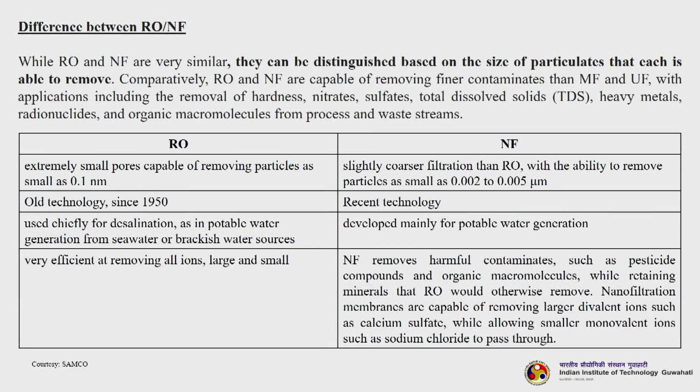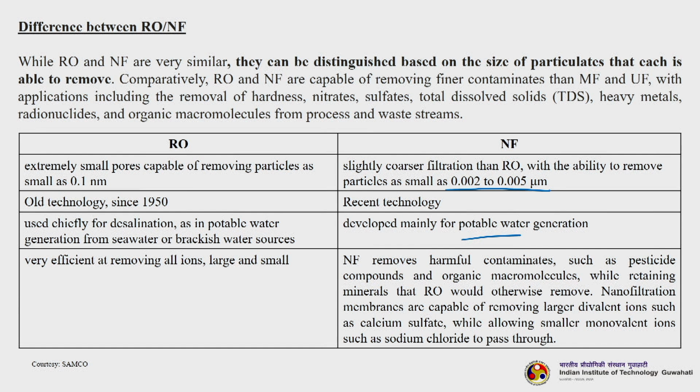This tabular format helps us understand the differences. RO has small pores, so it is capable of removing particles as small as 0.1 nanometer, whereas the NF range is almost 0.0022 to 0.005 microns. RO is an age-old technique existing since the 1950s. However, NF is a very recently developed technology. RO was used mainly for desalination purposes, as in potable water generation from seawater or brackish water sources, and NF is developed mainly for potable water generation.